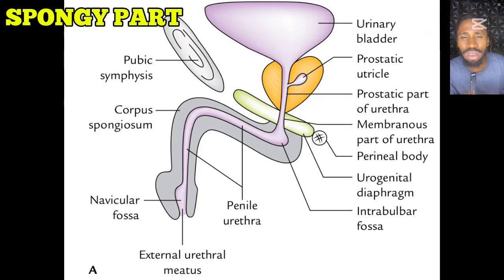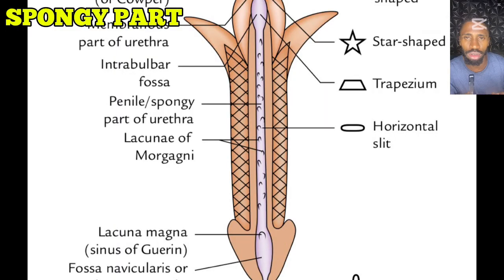Then now when it opens there, what happens at this part? The spongy urethra has 2 dilations. The first dilation is at the bulb, where we have what's called the bulbar dilation, or the intrabulbar dilation, which is about 3 centimeter in diameter. The next one is the navicular dilation, or they call it the navicular fossa, which is about 1.25 centimeter in diameter. So don't forget, it has 2 dilations.